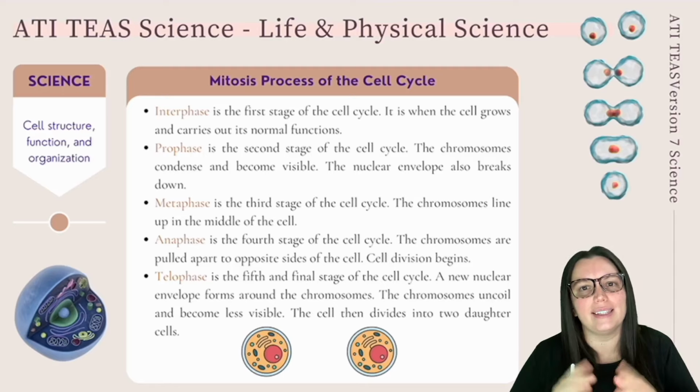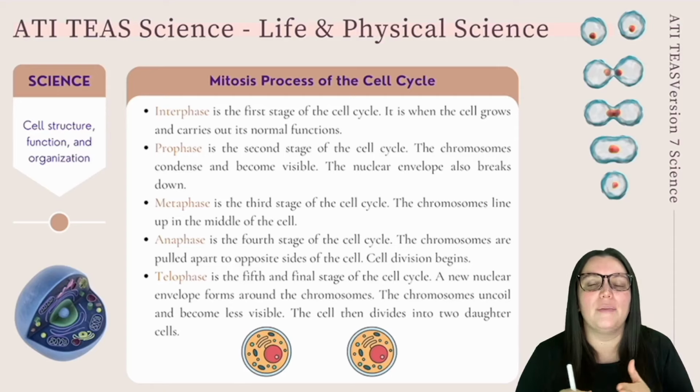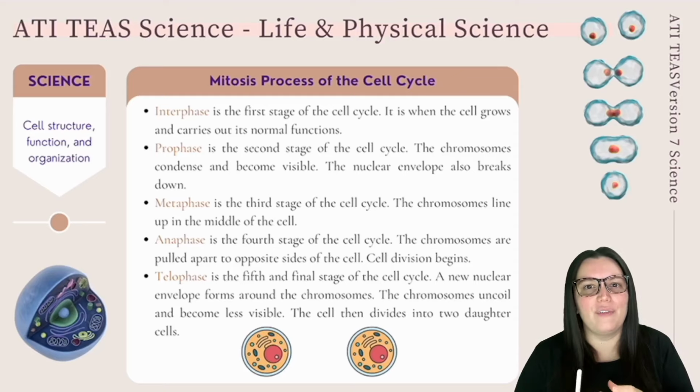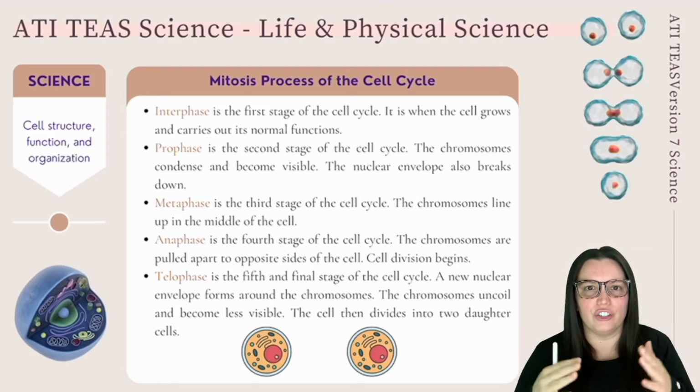In prophase, the second stage, chromosomes condense and become visible. The nuclear envelope also starts to break down. In metaphase, the third stage, the chromosomes then line up in the middle of the cell as they start to divide.